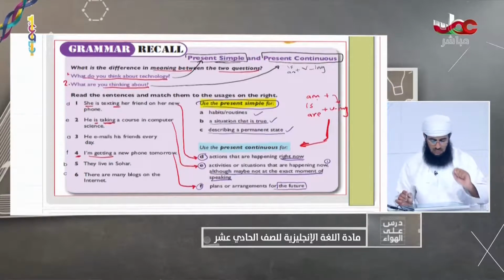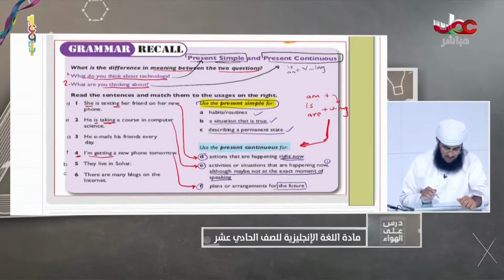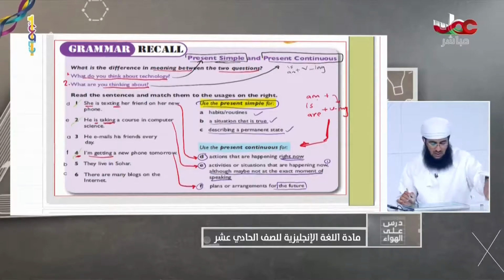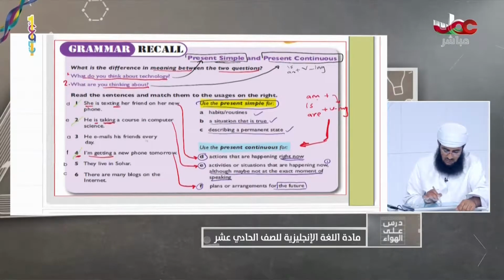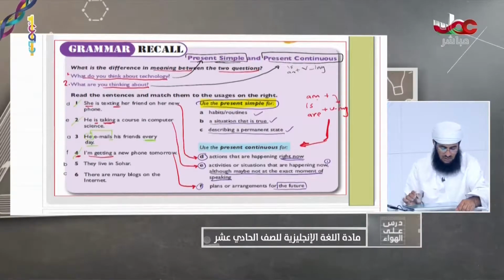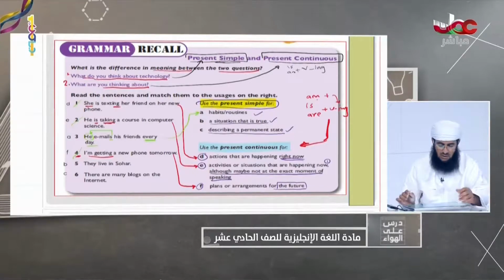Let's move on to the present simple. So now number 1 has been done, and 2 and 4. We have 3, 5 and 6. Number 3, he emails his friends every day. We have the sign here, every day. He emails: as you can see, the subject is singular, so we add an s to the verb. So it represents the present simple, a habit, something as a routine. He does it every day.